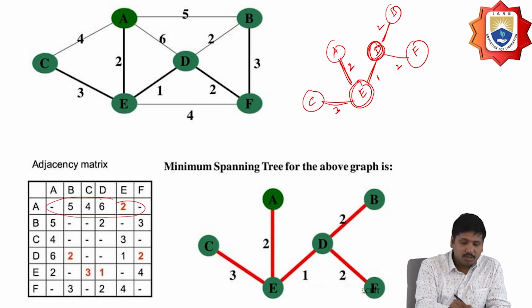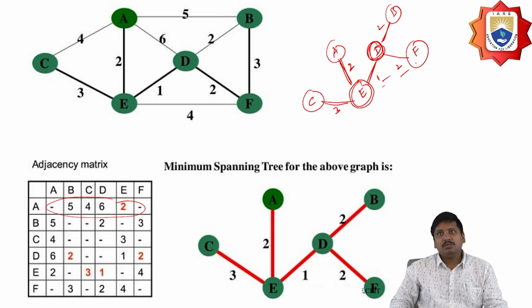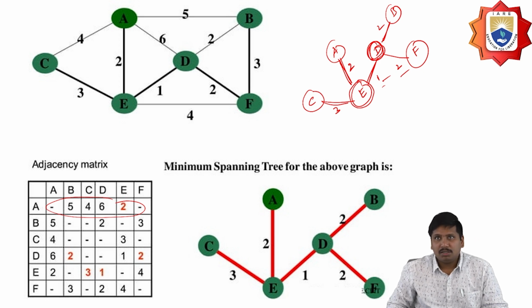Among these, first A to E is going to be considered, that should be step 1, and the next minimum is going to be D to B and D to F, so these two are going to be considered, and from E what should be the next minimum, E to C and E to D are going to be considered. So like this we are going to construct this spanning tree from the given graph.